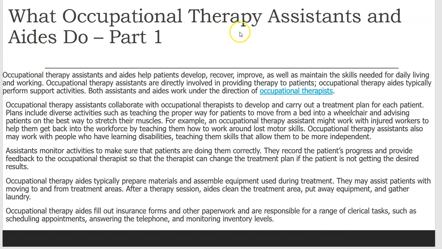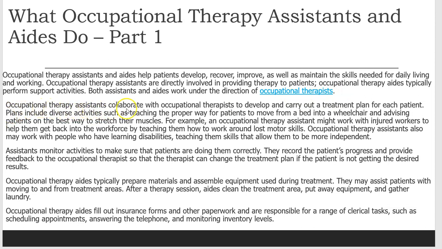What do occupational therapy assistants and aides do? Part 1. Occupational therapy assistants and aides help patients develop, recover, improve, as well as maintain the skills needed for daily living and working. Occupational therapy assistants are directly involved in providing therapy to patients. Occupational therapy aides typically perform support activities. Both assistants and aides work under the direction of occupational therapists.